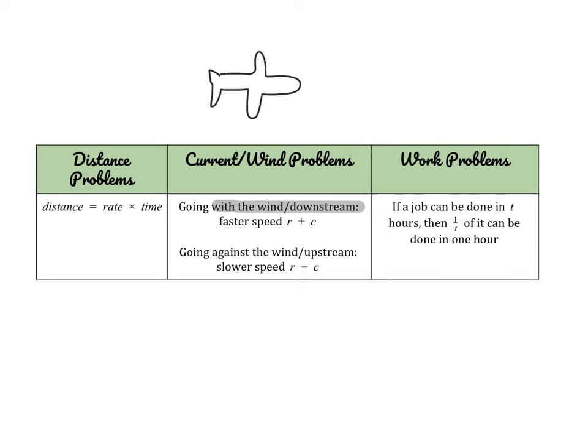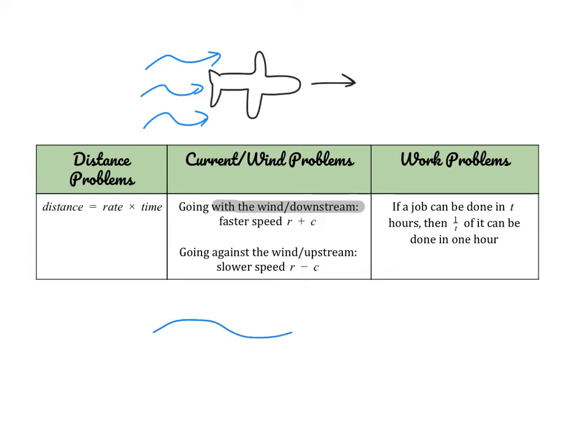So if you're flying with the wind, you're going this direction, the airplane's going this direction, and the wind is going in this direction. So your speed is actually faster because the wind's kind of pushing you forward. So your speed's actually going to be however fast the airplane is traveling, plus the speed of the wind.